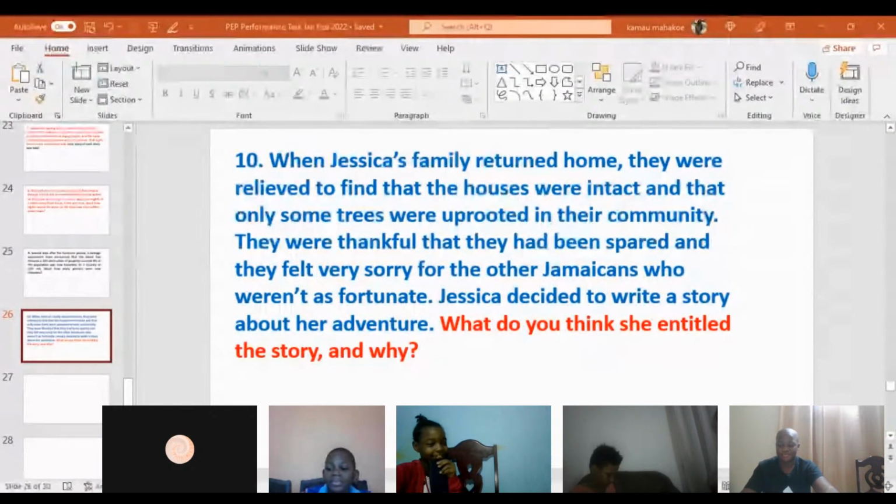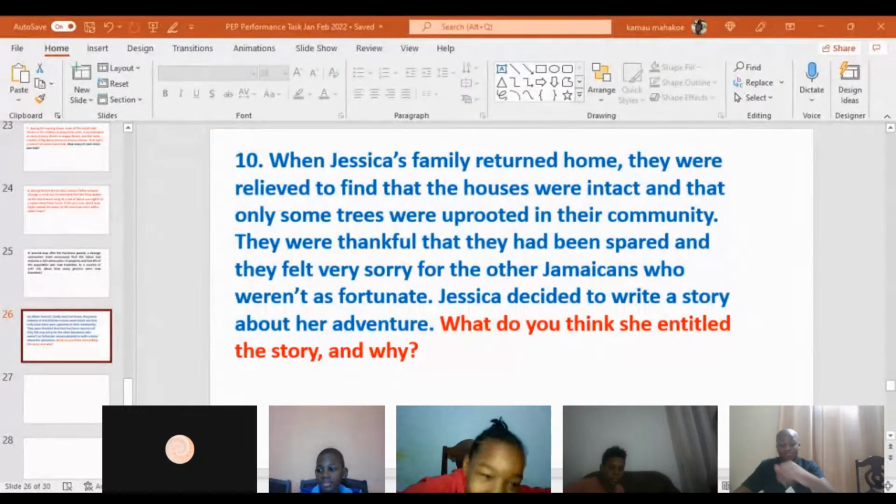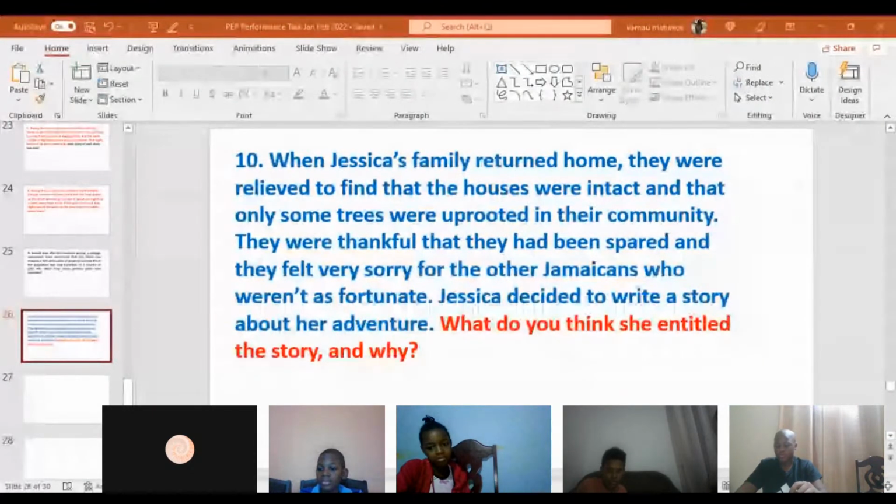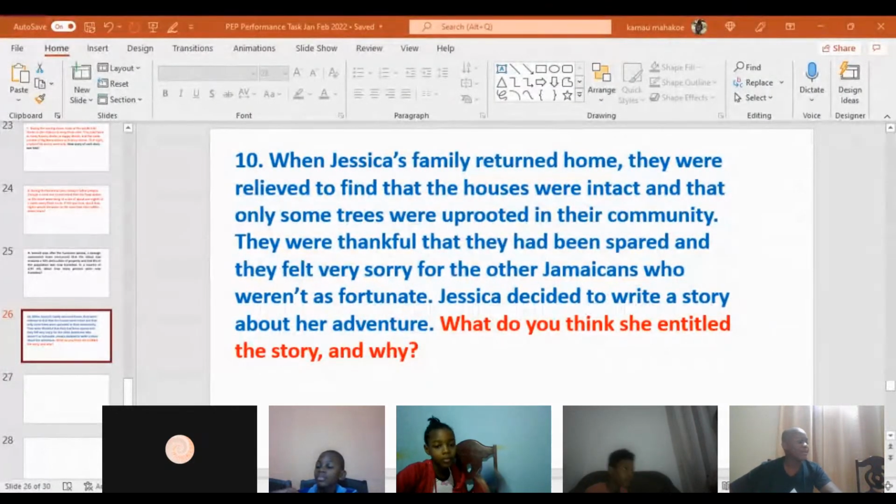All right, so we're going to wrap it up here. John says the less fortunate, or Amari saying the less fortunate. Okay, but it doesn't mention anything about the hurricane, so it's still kind of vague given what the thing was about.